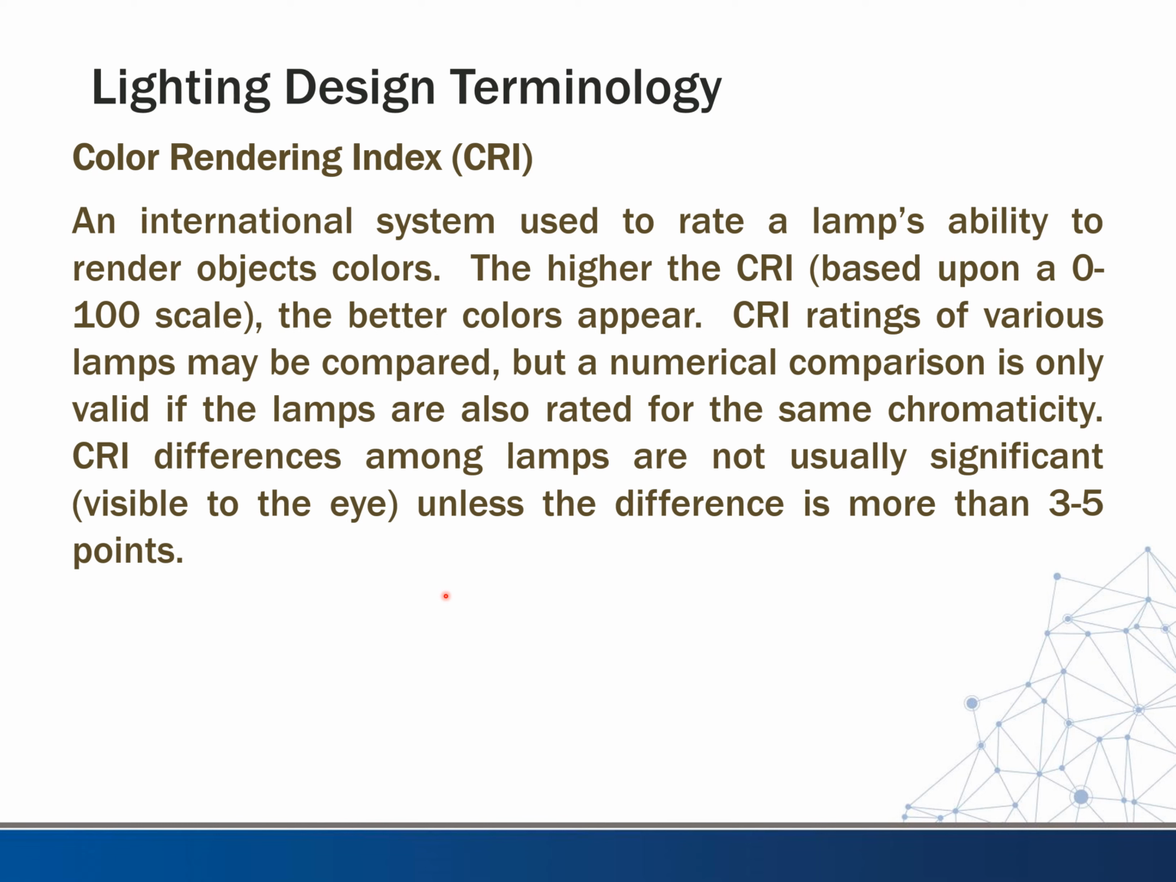Another thing we need to be aware of is color rendering index. You'll see this abbreviated as CRI. This is an international system used to rate a lamp's ability to render objects' colors. The higher the CRI, based on a 0 to 100 scale, the better colors appear. CRI ratings of various lamps may be compared, but a numerical comparison is only valid if the lamps are also rated for the same chromaticity, that is, color temperature. If you start comparing two different color temperature bulbs, then it's hard to relate the CRI value.